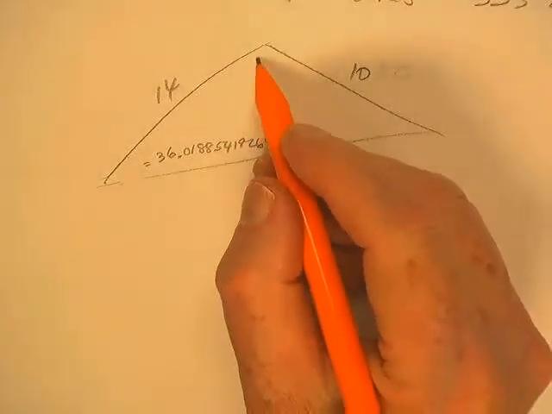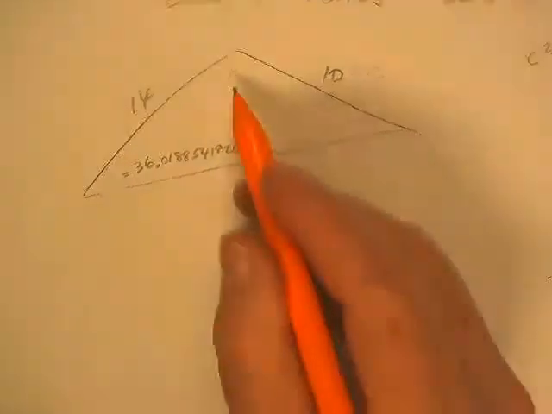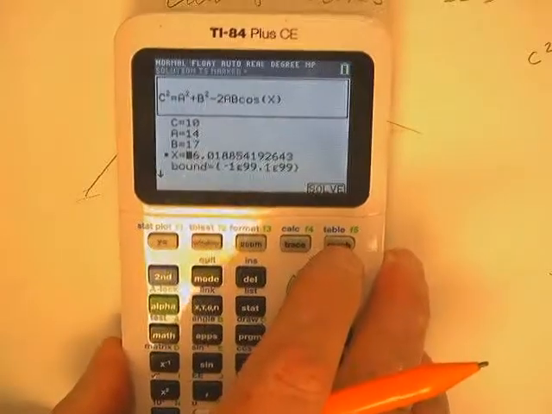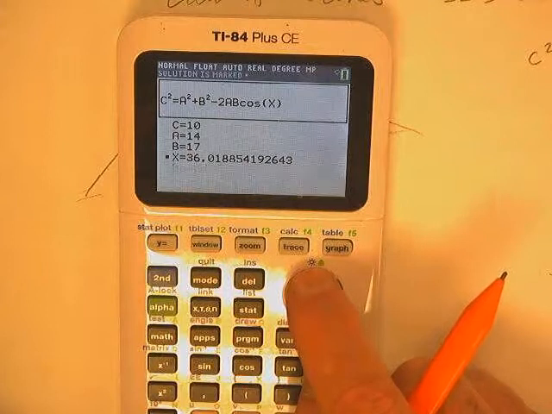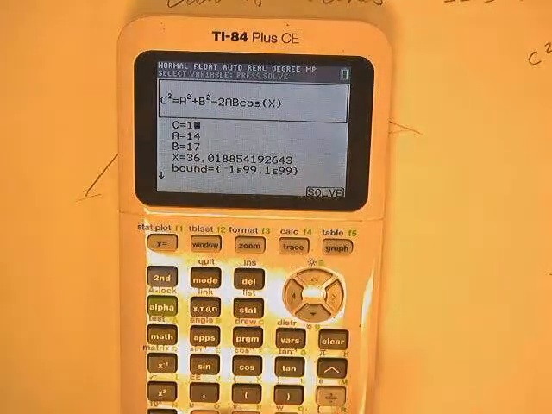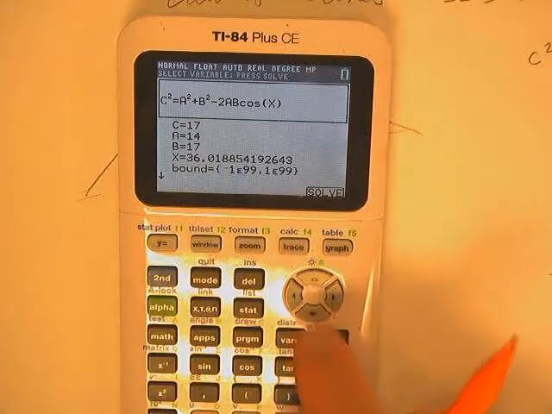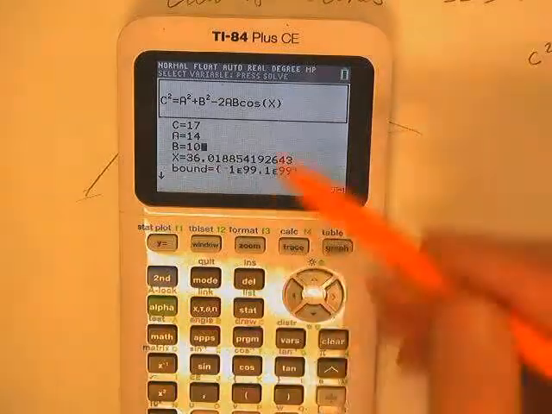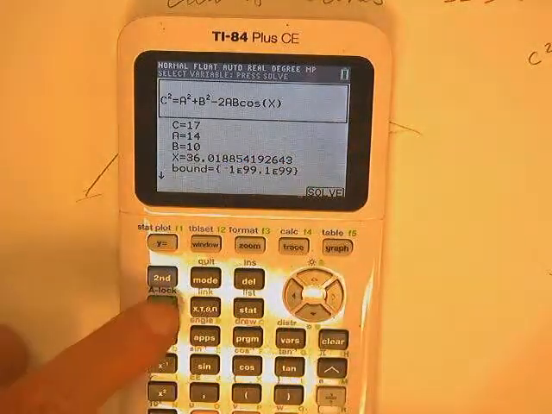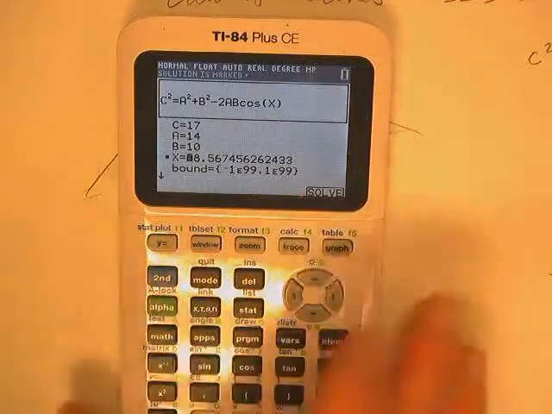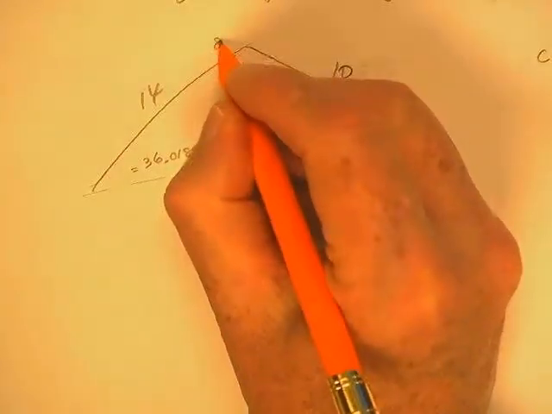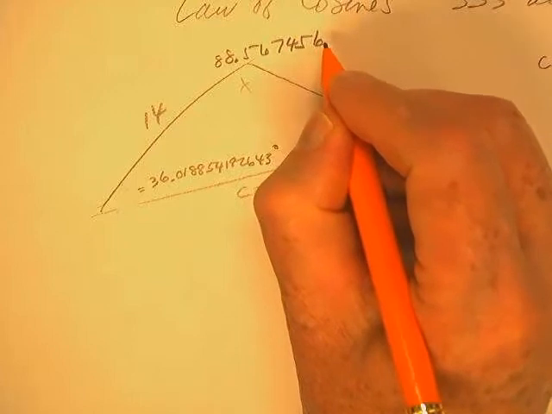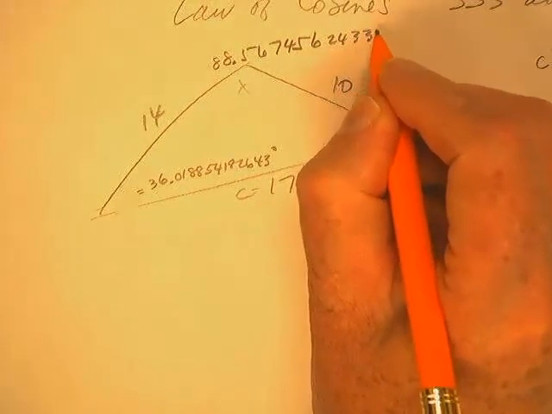So if I move to this angle up here, then now I want 17 to be C. So I'm just going to have to change some of these around. I want to go up here to C and make it 17. And I want to go down here and change B to 10. So I just let C swap up to here. And then when I go there and do alpha enter, I'm going to find the next angle. This angle up here is 88.567456... 2433 degrees.